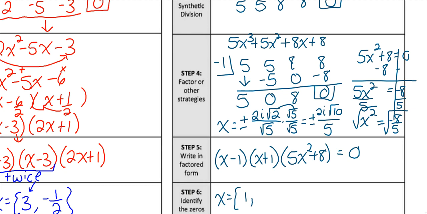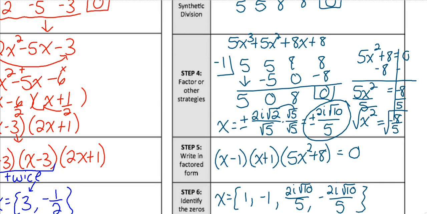So then my solutions are positive 1, negative 1, and then we know from here that we have, let's write them separately here, 2i root 10 over 5 and negative 2i root 10 over 5. So those are our 4 zeros, 2 of them real that I could see on the graph, and 2 of them complex that I found using algebra.